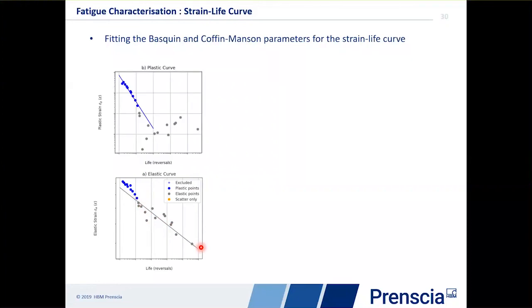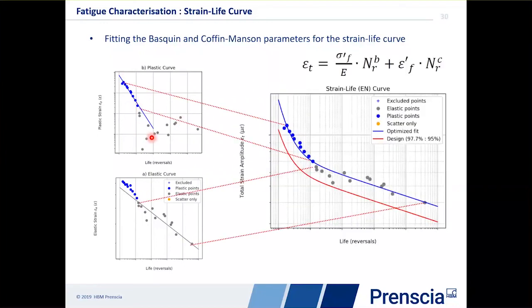Similarly, if we were to plot the plastic strain versus life, then again, these are now the blue points, and we're looking to fit a straight line through those blue points. Again, in the plastic region, these elastic points here are just noise, so we're going to exclude those. And then once we put those together, in the same way as the Ramberg-Osgood, we can now start to fit the strain life curve through those points.